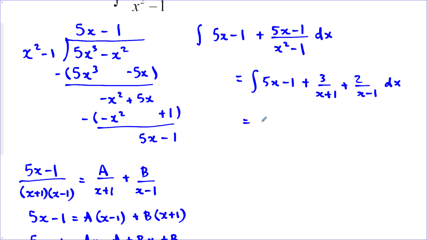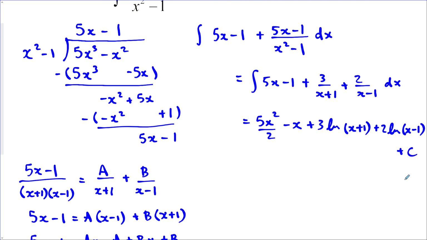The antiderivative of 5x is 5x squared over 2. Antiderivative of -1 is negative x. Antiderivative of this, 3 times the natural log of x plus 1 plus 2 natural log of x minus 1. And we've got to squeeze in our plus c here.